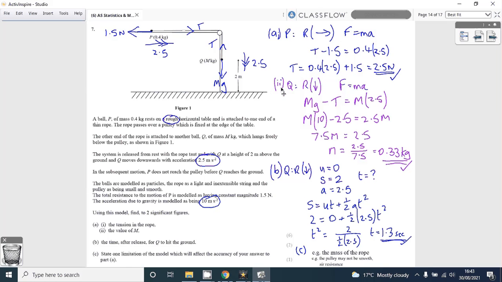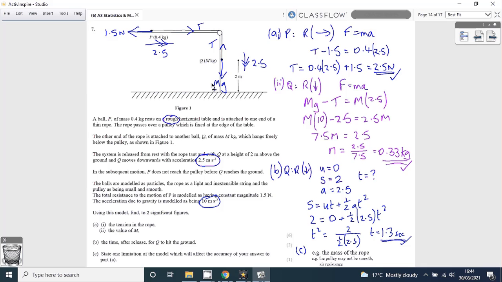Now for part 2, to work out m, the mass of Q, we're going to resolve for Q in the direction of motion, which is downwards. Our net force is mg minus T. Make sure you get that the right way round. We're going downwards, so the force downwards must be greater than the force upwards, otherwise we would be going upwards. So mg minus T is the net force, and that equals the mass times the acceleration. We're told to use g being 10 in this question. We know the tension is 2.5 from part A, so that allows us to work out that m is 0.33 kilograms.